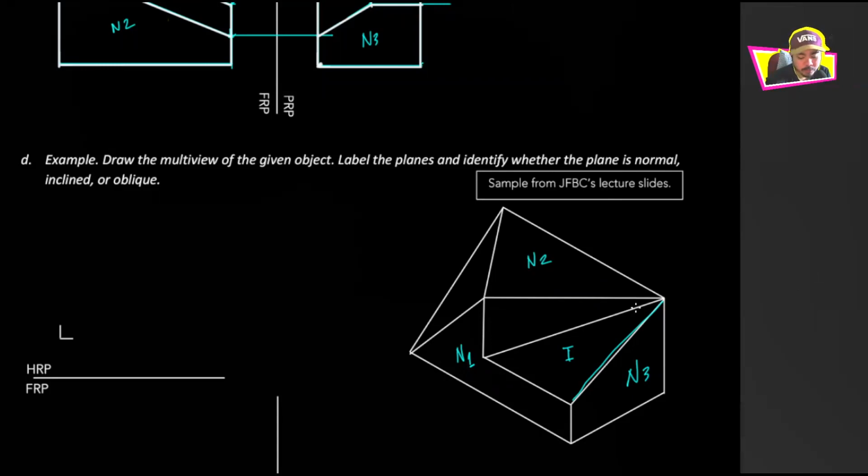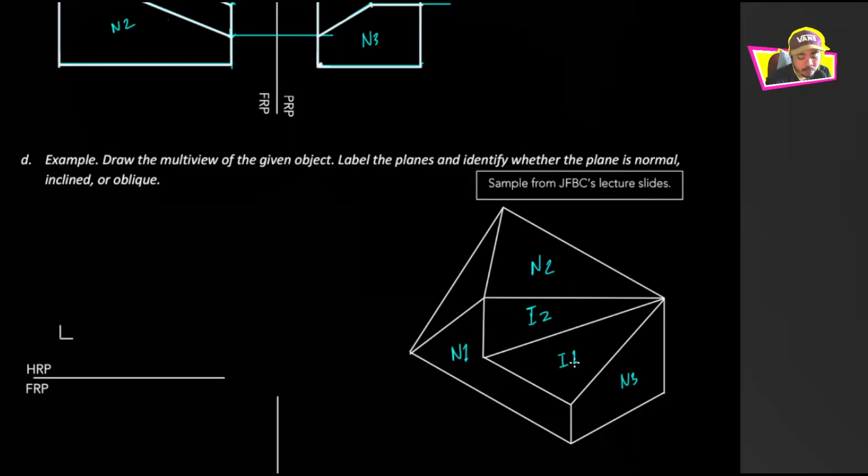So, wait lang class. Ulitin natin. So, N1, N2, N3. Let's call this I1. Tapos, ito is, imagination ko dito is, it's an inclined as well, no? Tama? So, kumbaga, ang edge view niya is seen at the HRP. Sa HRP natin makikita. Okay? I hope you also imagine that way, no?